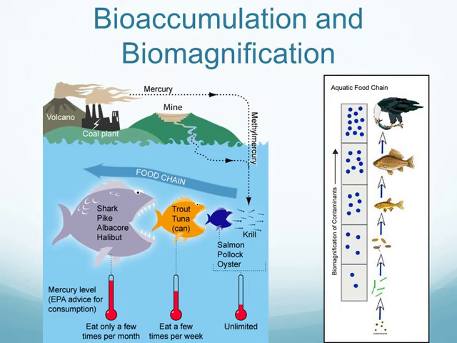And then you go up one more level to the small fish that are eating the plankton. They have 6 dots. At this point, it's not too bad. It's still safe to eat those small fish. But then once you get up to the larger fish that's eating the smaller fish, then it doubles again. Well, not doubles. It adds 2 more dots. So now you have 8 dots in there.